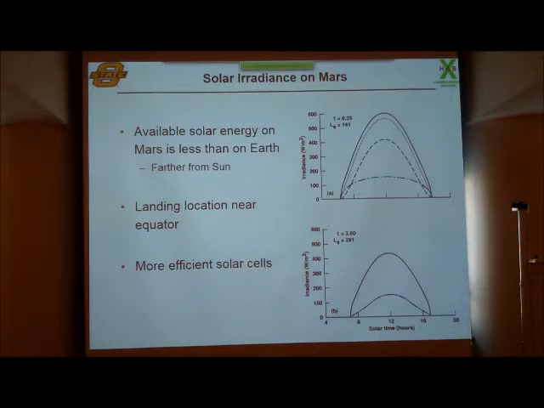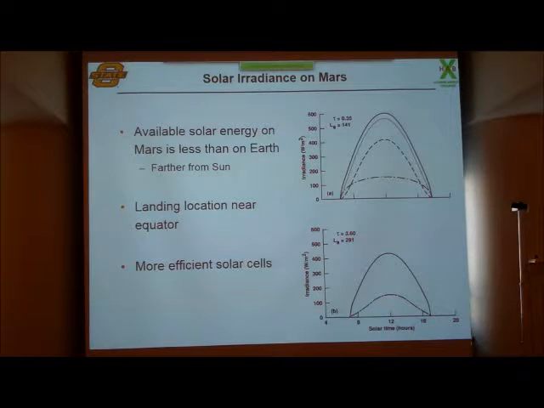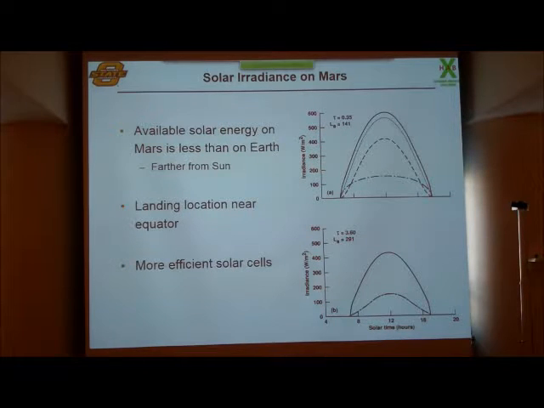So, obviously solar radiance is a big issue since Mars is farther away from the Sun. Our design needed to maximize the amount of solar energy we could use. To do this, we are landing our design as close to the Martian equator as possible, and we'll be fitting it with higher efficiency solar cells. On the right, you can see data from the Viking lander as it measures solar radiance throughout different seasons. The top graph is the summer season, and the bottom graph is the winter season. And the different lines represent different states of dust on the solar panels.